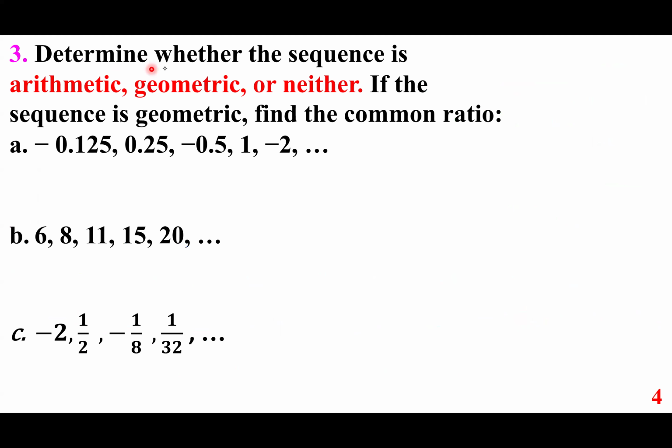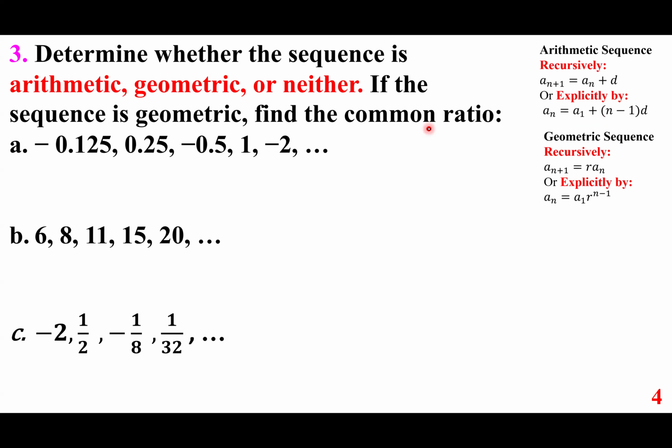Determine whether the sequence is arithmetic, geometric, or neither. If the sequence is geometric, find the common ratio. Recall, what is an arithmetic sequence? Recursively, a sub n plus 1 is a sub n plus d, or explicitly a sub n equals a sub 1 plus n minus 1 times d. In other words, there is a common difference or distance.